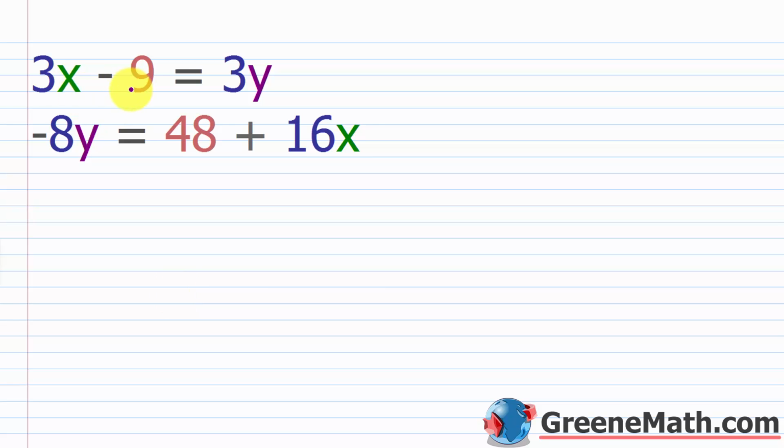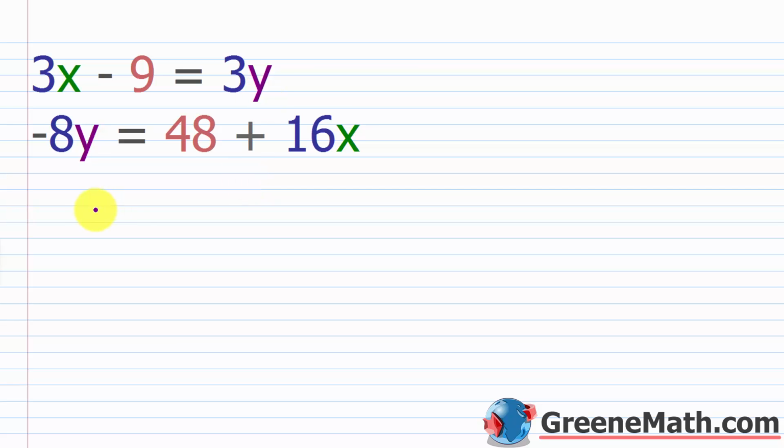So we have 3x minus 9 equals 3y. We have -8y equals 48 plus 16x. So in this case, we have to do some cleaning up, right? We can't just start because everything would get messed up. You want every equation in the form ax plus by equals c. And here you have some opportunities to work with smaller numbers, so you want to take advantage of that.